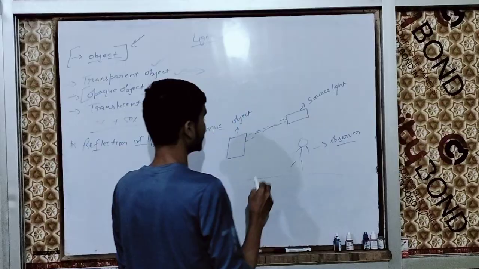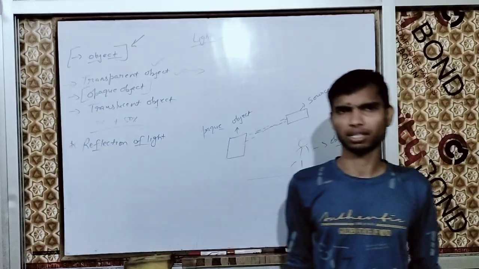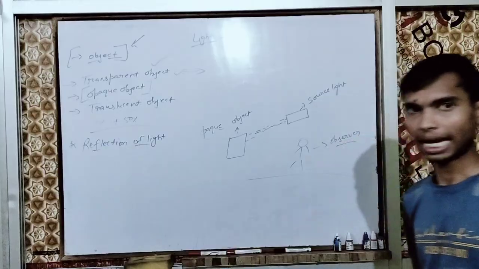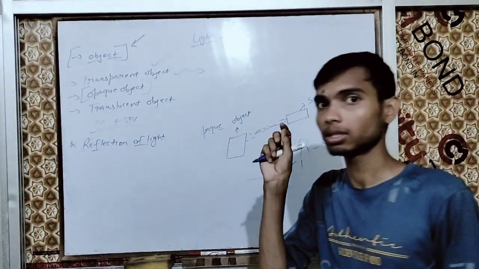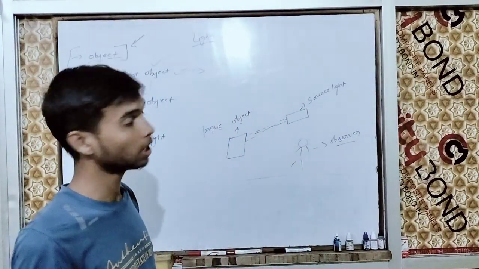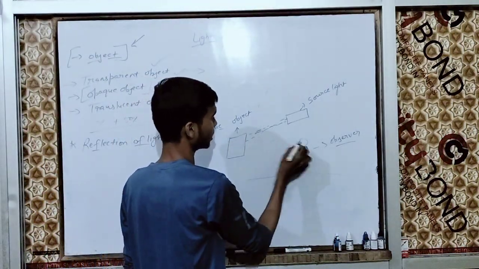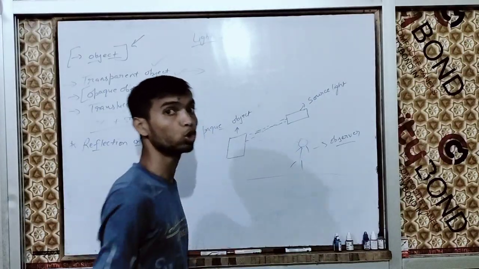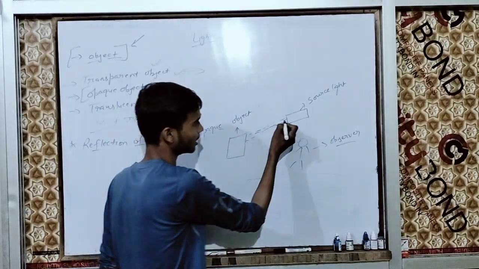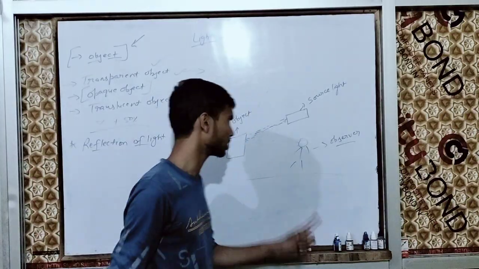Now, reflection of light will happen when there is an opaque object, and light is falling on the surface of that object. As you can see, we are considering this object as an opaque object, and light is falling on this. It will turn in this direction. Some light will reach his eyes. And here this is a ray of light, isn't it? This is a ray of light.